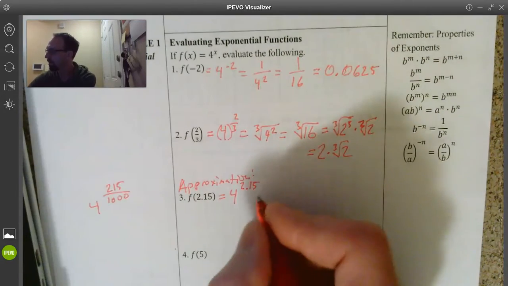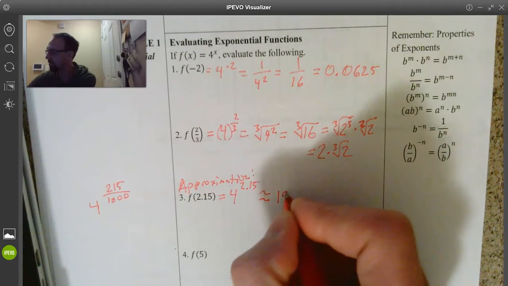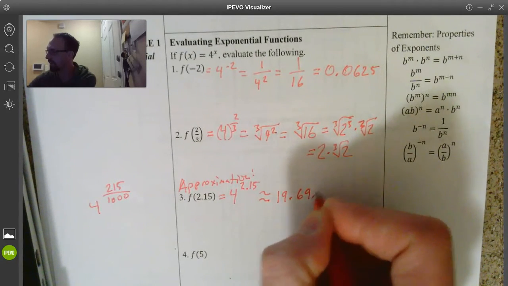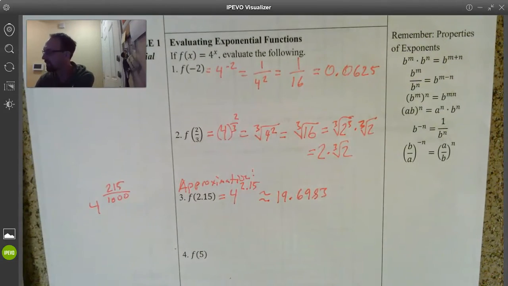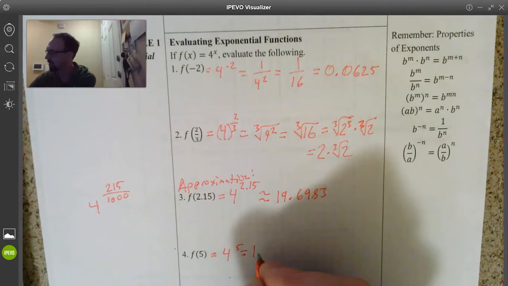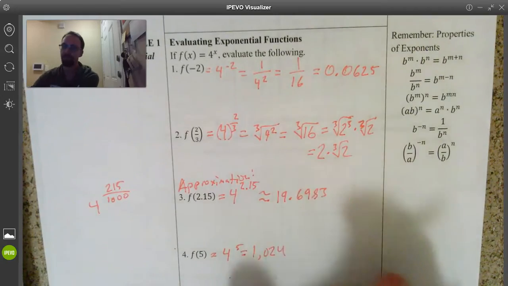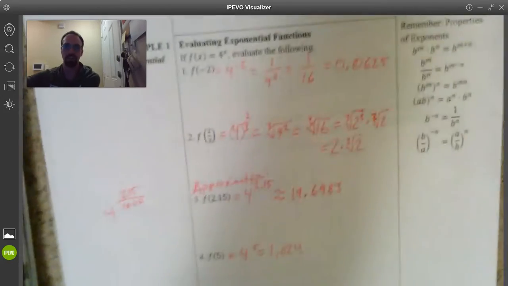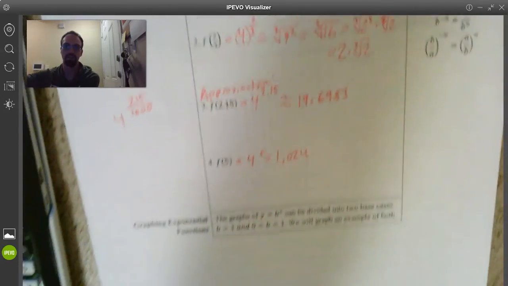So this one, we're going to say this is approximately equal to 19.6983. And then 4 to the 5th gives us an exact value. 4 to the 5th is equal to 1,024. So these are just some values, just kind of getting into evaluating exponential functions.